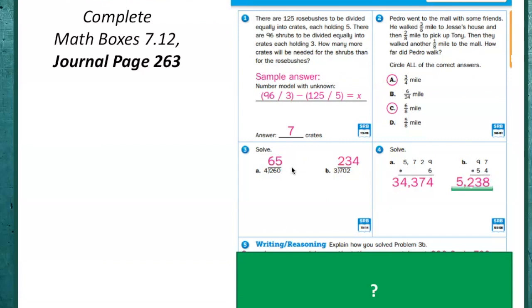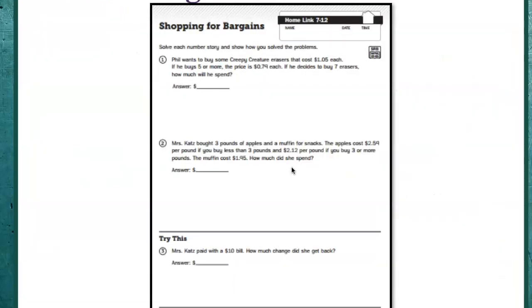Homework for tonight is 2 problems at the top, and then a try this problem, which I think all of you will be able to do. And then at the bottom, you have 4 problems that are going to be greater than, less than, or equal.